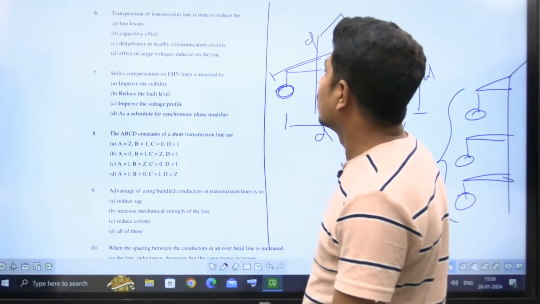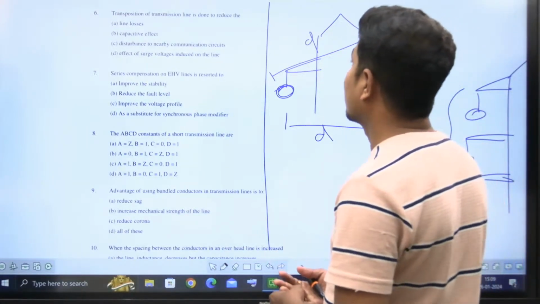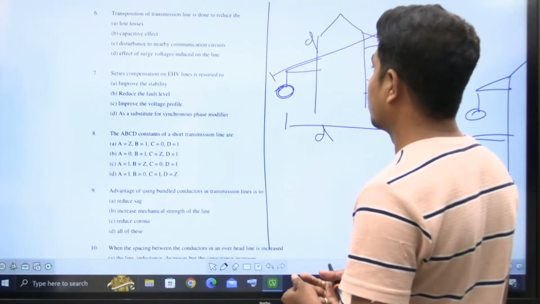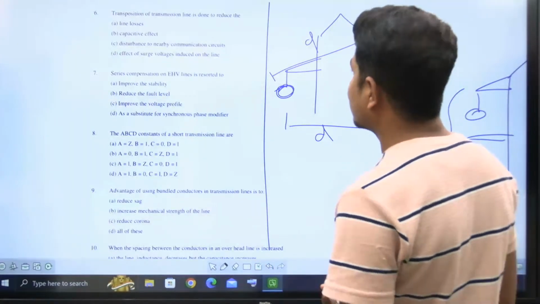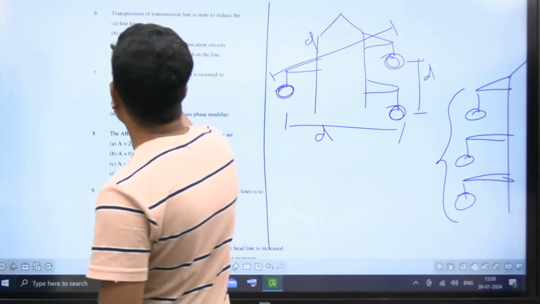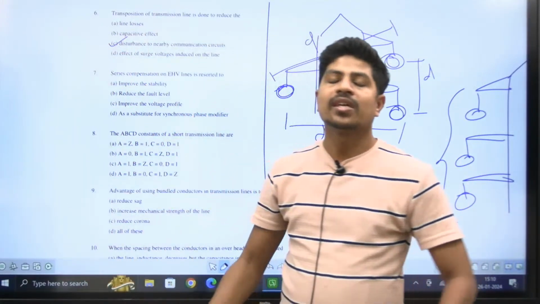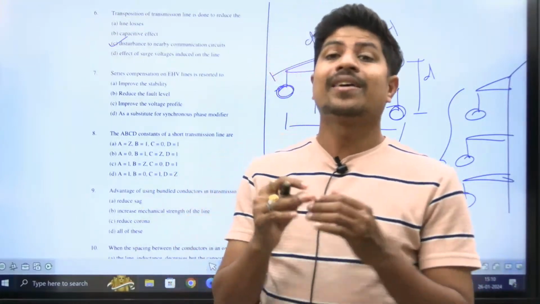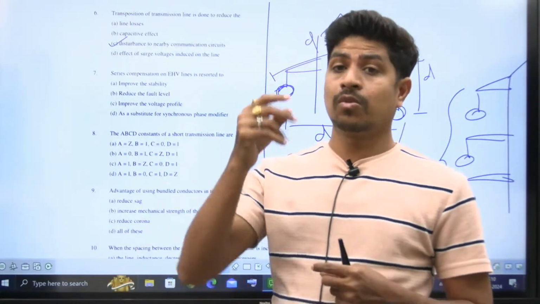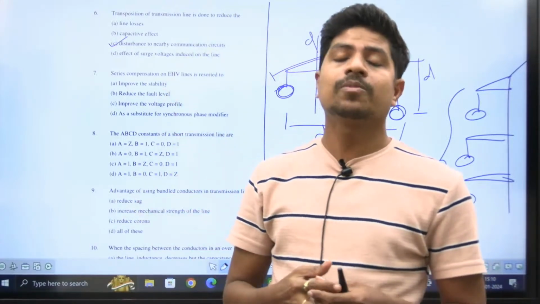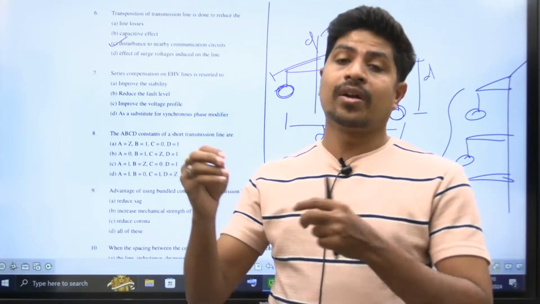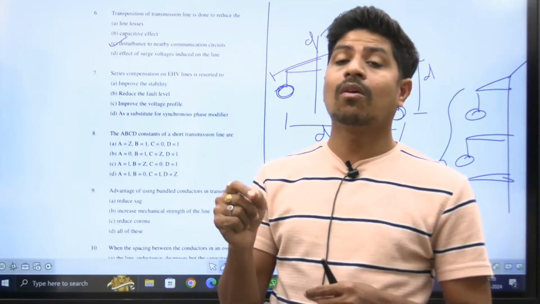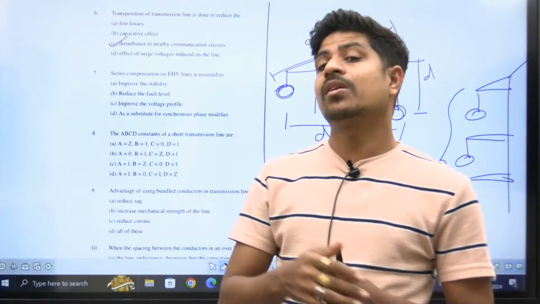Now, what are the options given? Transposition of transmission lines is done to reduce line losses, no capacitive effect, no disturbance to nearby communication circuits, effect of surge voltages induced on the transmission line. Option is C. How is option C? I'll tell you. See, if not transposed, it is asymmetrical configuration and it is unbalanced, due to which some resultant flux is going to cut with the neighboring communication lines. This particular effect is called radio interference, or TV interference or telephonic interference. That is because of asymmetrical configuration.